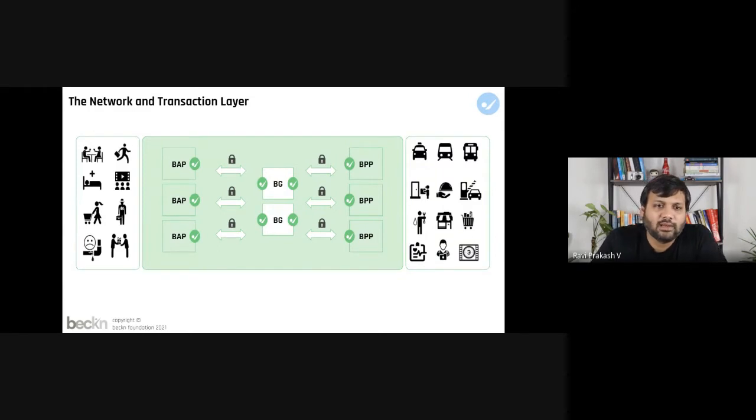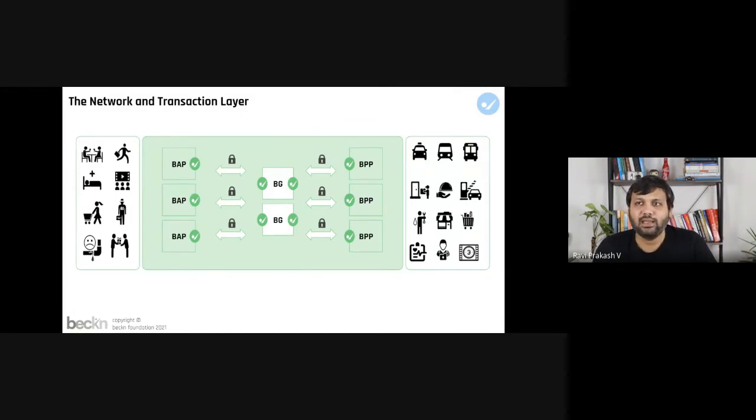So what you see on the left over here, the ones which are labeled BAP, represent the buyer side of the network. Okay. BAP stands for backend application platforms. Then on the right side, you see all the sellers, in a sense, all the businesses which offer services or goods to the end customer. They are called the BPP. These are the platforms which onboard businesses. BPP is short for backend provider platforms. So every network has a BAP on one side and a BPP on the other side.